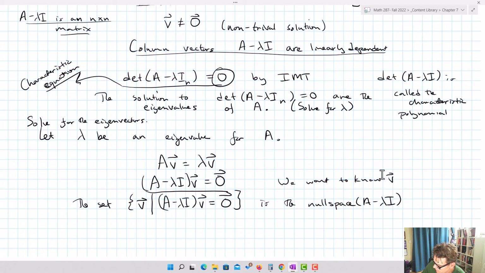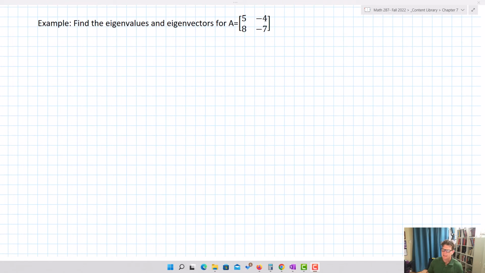All right? Cool. So there it is. Let's do an example. Let's find the eigenvalues and eigenvectors for A equals [5, -4; 8, -7]. The first thing I want to do is define my lambdas. There might be 1, might be 2 in this case. I want to find my lambdas.